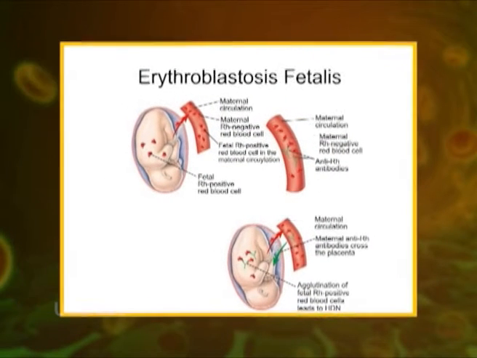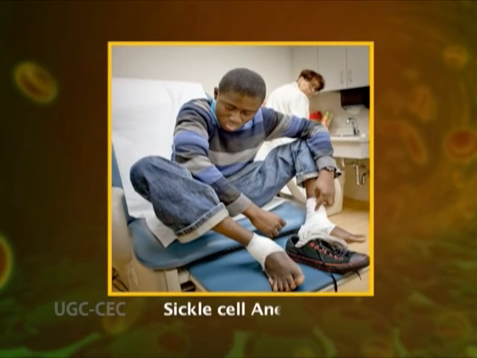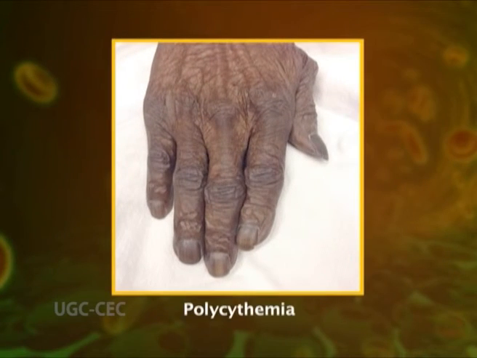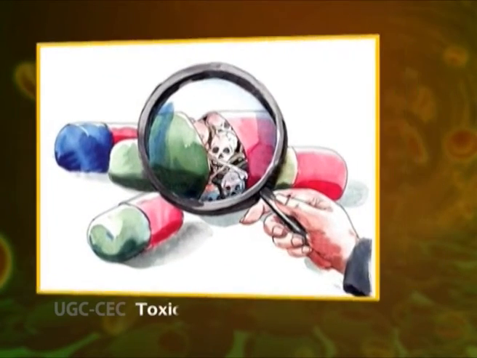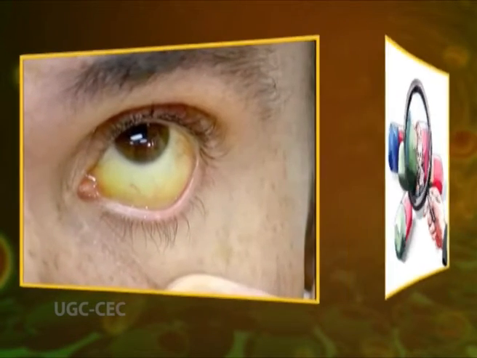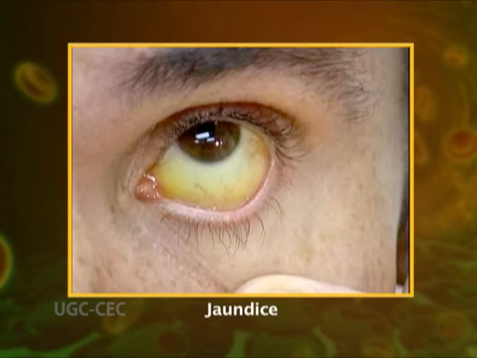Conditions which need the transfusion of blood: hemolytic disease of newborn, which is called erythroblastosis fetalis, severe sickle cell anemia, severe polycythemia, toxicity of certain drugs, and severe jaundice in newborn babies which does not respond to ultraviolet therapy.